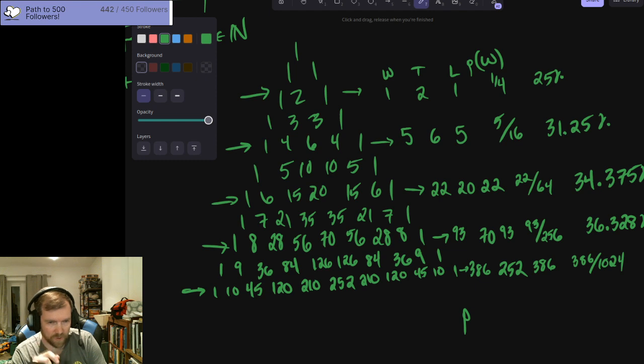It's going to be 1 p to the 10th plus 10 p to the 9th times 1 minus p plus 45 p to the 8th times 1 minus p squared plus 120 p to the 7th times 1 minus p to the 3rd, and 210 p to the 6th times 1 minus p to the 4th.